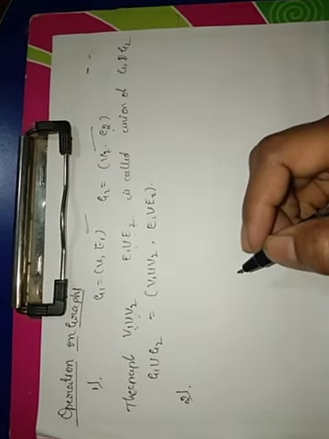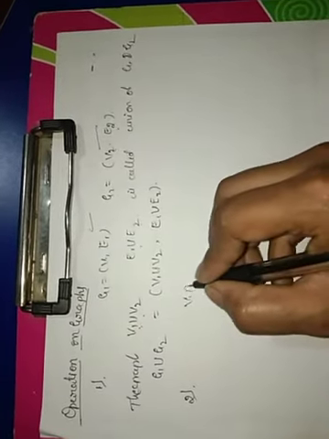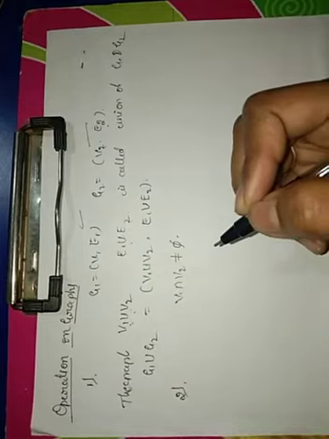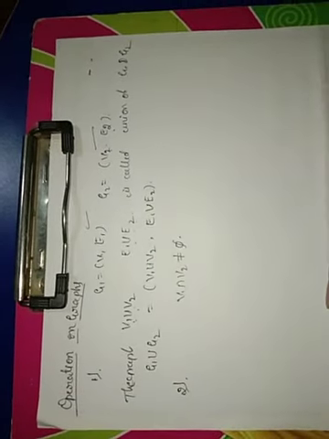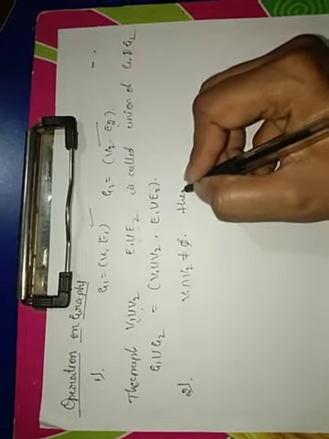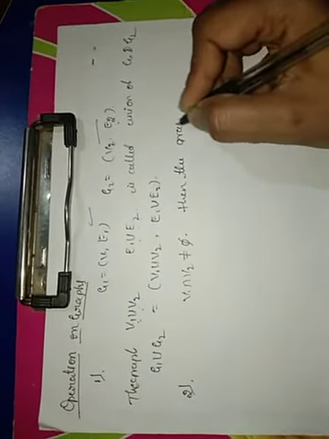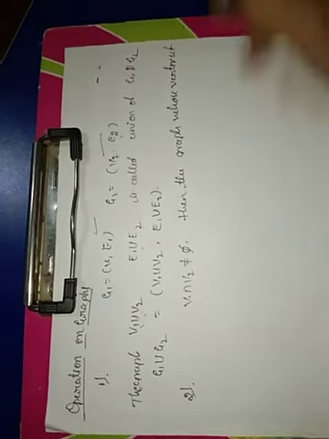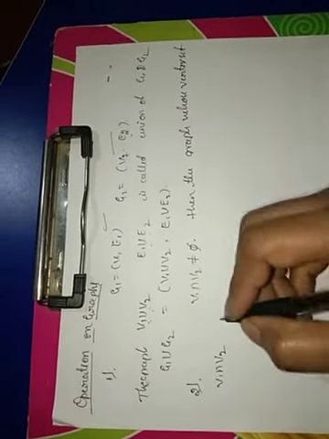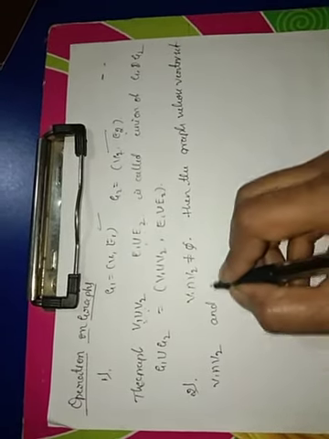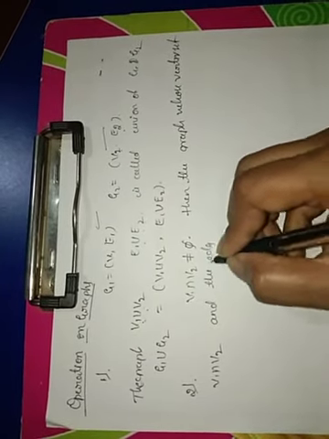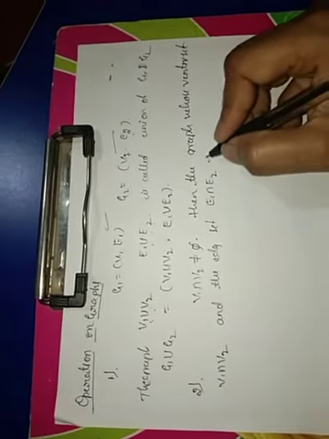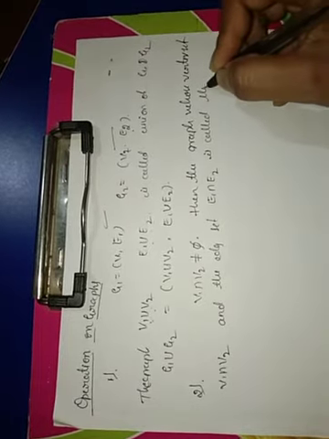Next, the intersection of the two graphs. Suppose the vertex set V1 intersection V2 is not equal to a null set. Then the graph whose vertex set is V1 intersection V2 and the edge set E1 intersection E2 is called the intersection of two graphs.